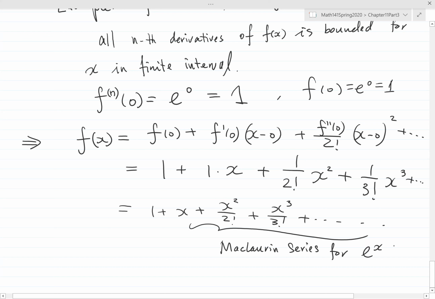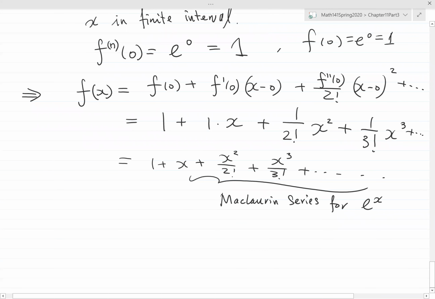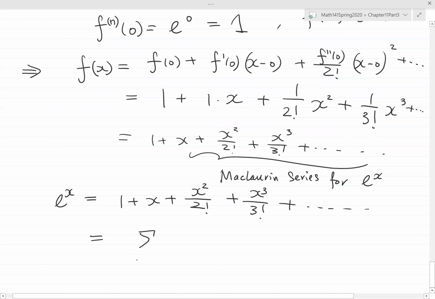Actually, the right side of the Maclaurin series converges for all x. You can determine the radius of convergence; it turns out to be infinity. So we get e to the x equals 1 plus x plus x squared over 2 factorial plus x cubed over 3 factorial, etc., which is the sum from n equals 0 to infinity of x to the n over n factorial. By definition, 0 factorial is defined as 1.